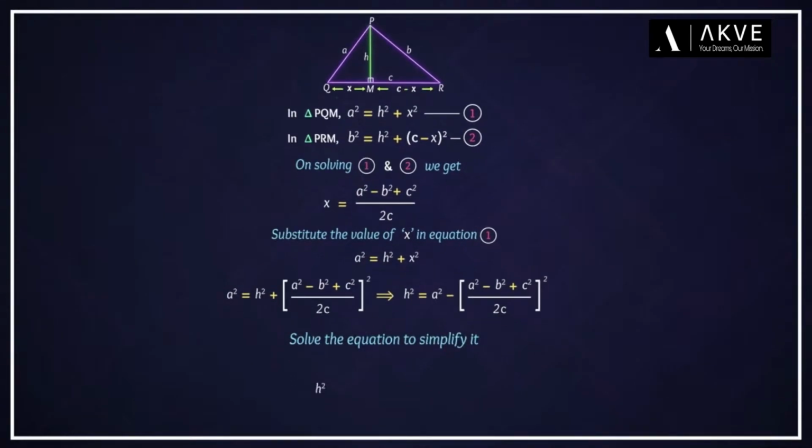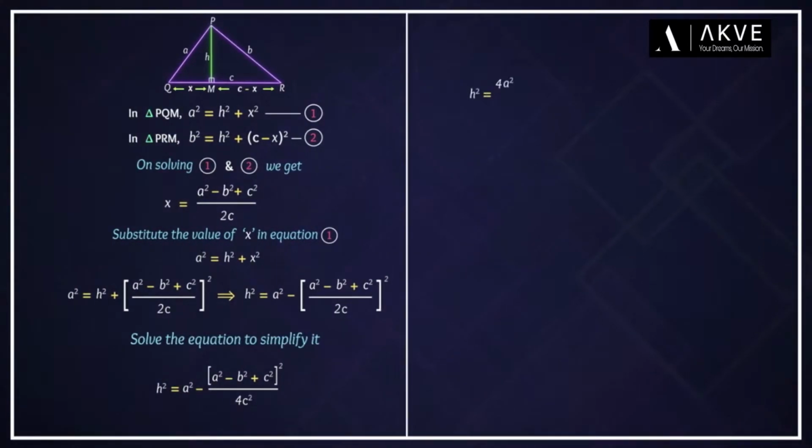So we have h squared is equal to a squared minus (a squared minus b squared plus c squared) whole squared divided by 4c squared, which is equal to 4a squared c squared minus (a squared minus b squared plus c squared) whole squared divided by 4c squared, which can be written as h squared is equal to (2ac) whole squared minus (a squared minus b squared plus c squared) whole squared divided by 4c squared.